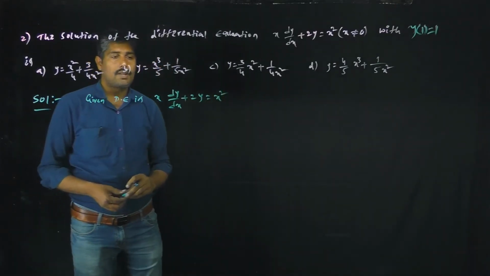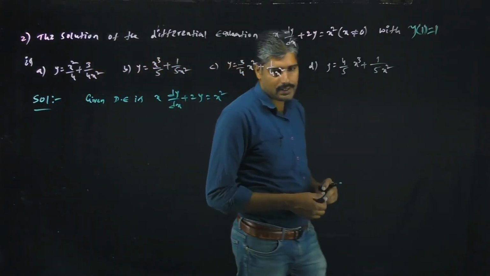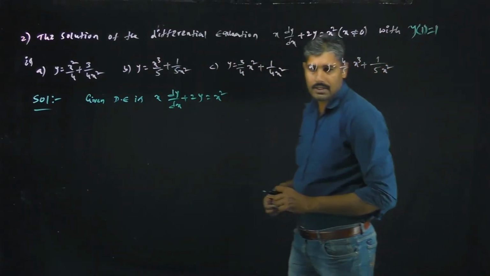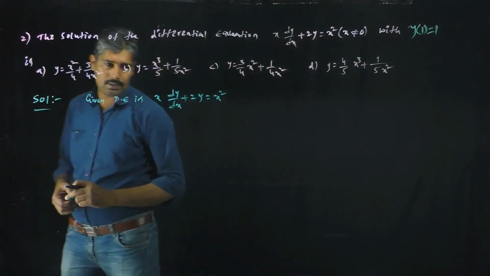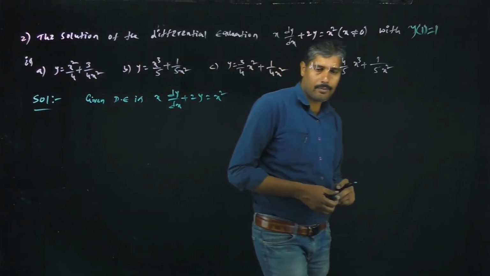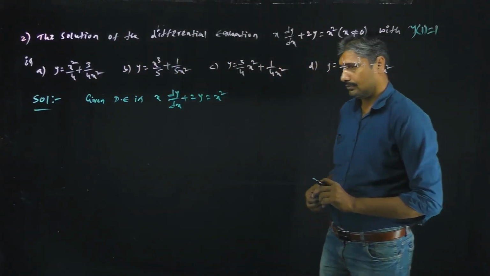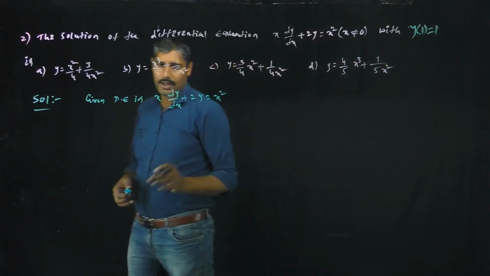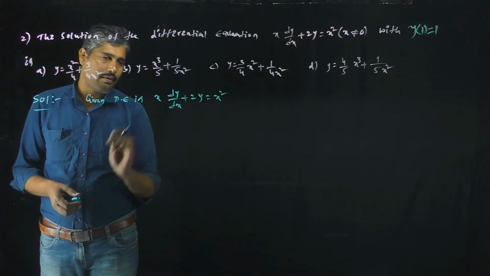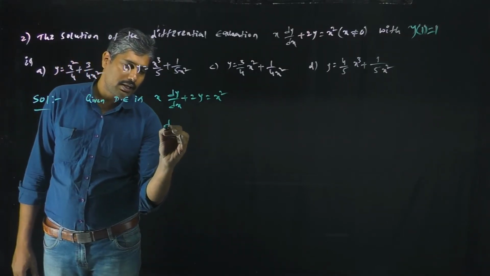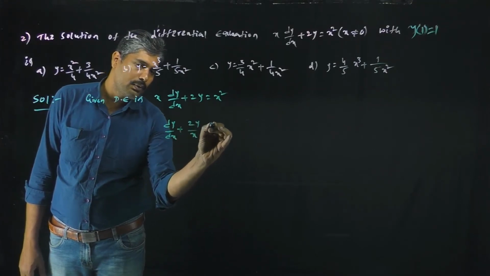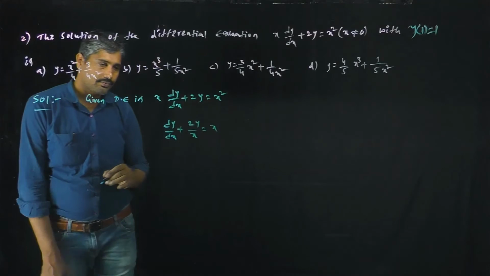We know that for solving differential equations we use some methods: the first is the variable separable method, the second is the homogeneous method, the third is the non-homogeneous method, the fourth is linear differential equations, and the fifth is Bernoulli's equations. Nothing is mentioned here, just a differential equation given. How to solve this one? Just dividing by x on both sides, we get dy/dx + 2y/x = x²/x, that is x.